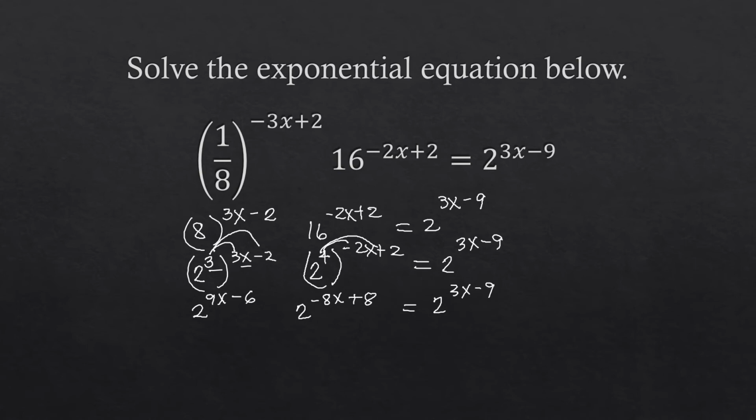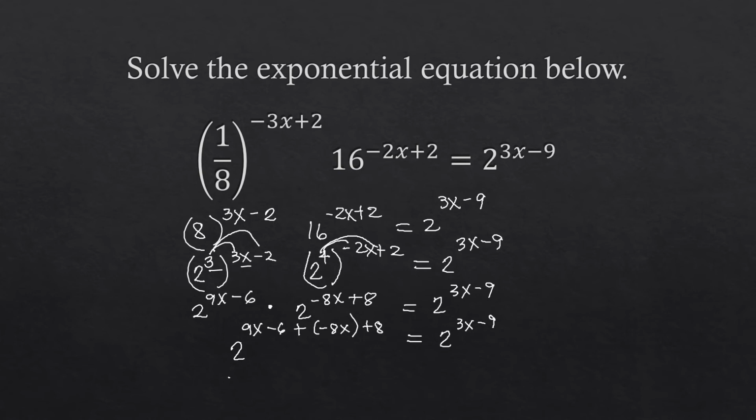So here on the left side, we have to come up with a single base. And notice if you have bases which are not separated with a plus or minus, automatically this would simply mean that this is with a multiplication. So how do we do that? We are going to simply add up their exponents using the product rule for the rules of exponents: if your bases are the same, we simply add their exponents. So we copy the common base. We have 2 to the power of 9x minus 6 plus negative 8x plus 8. And then this is equal to 2 to the power of 3x minus 9.